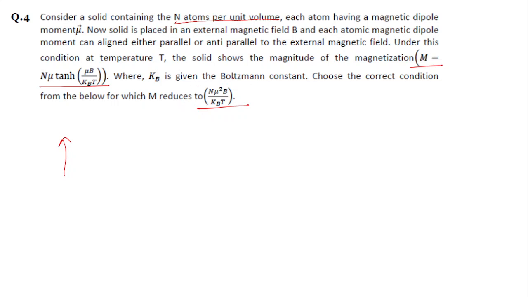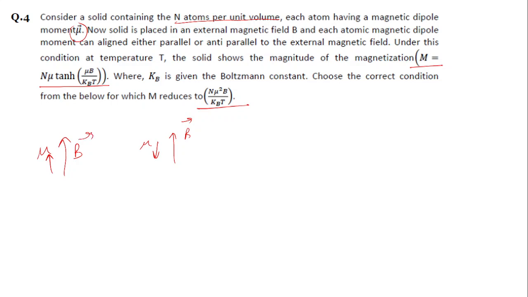So first thing, we don't have to get scared of these big lengthy questions. There's nothing, it's just telling each and everything clearly. That's why it's so long. So don't get scared, it's a very simple thing. It's telling that there is a solid containing n atoms per unit volume. Each atom's dipole moment, let's call it mu, and this solid is placed in external magnetic field B, and the magnetic moment can either align parallel or anti-parallel to this magnetic field.